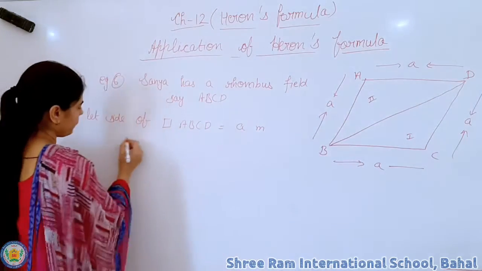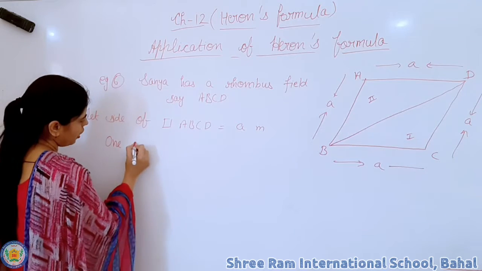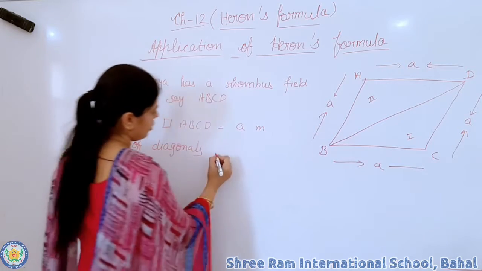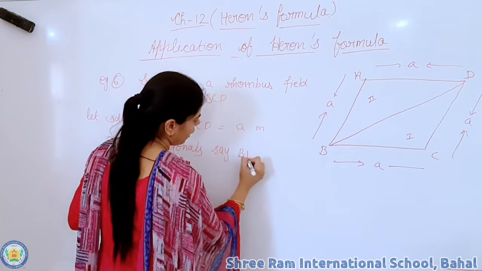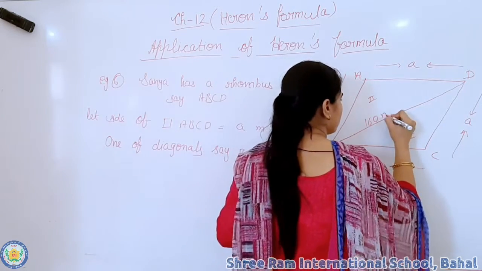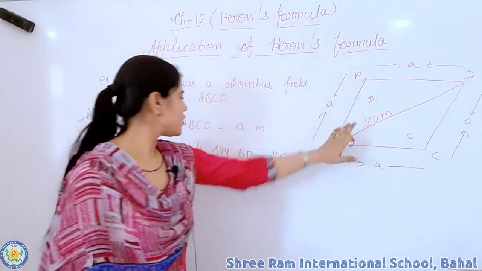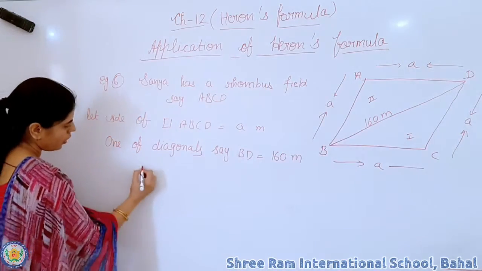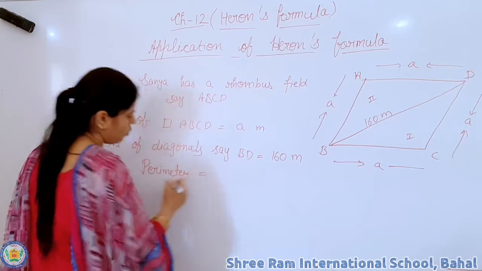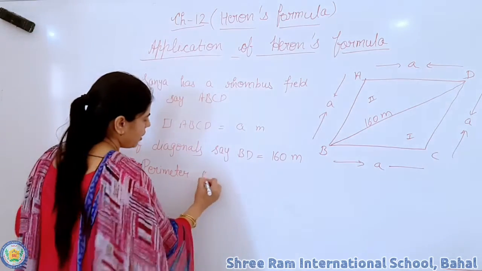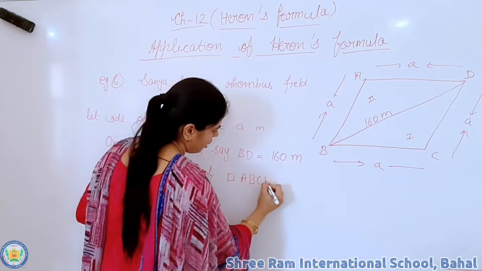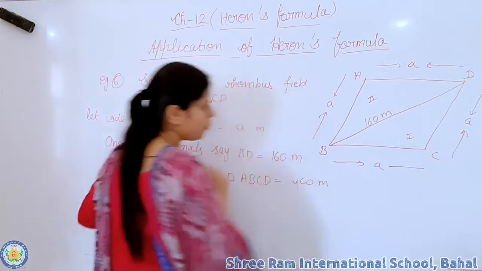What is given? One of the diagonals, say BD, is equal to 160 meter. This is given, BD is 160 meter. And the other thing given is the perimeter. The perimeter of rhombus ABCD is equal to 400 meter.